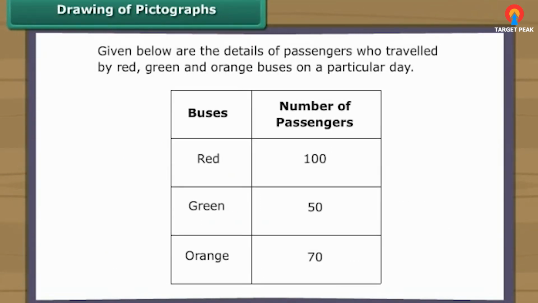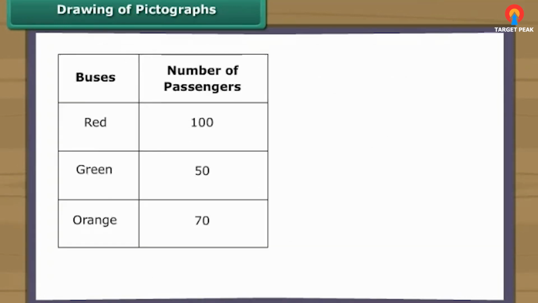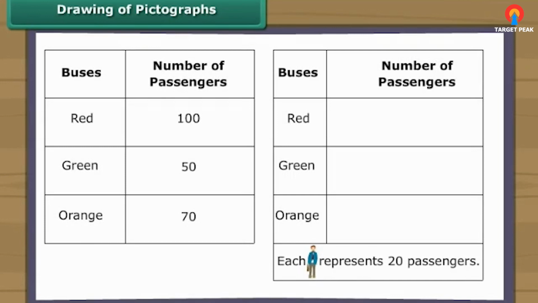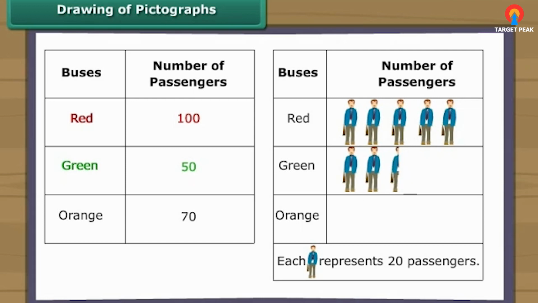Drawing of pictographs. Let us now draw a pictograph with the help of the given data. Let us use the picture of a travelling man to represent the bus passengers. As the numbers are large, we use one picture to represent 20 passengers. The red bus carried 100 passengers. If one picture represents 20 passengers, then 5 pictures will represent 100 passengers. The green bus carried 50 passengers. Represent 40 passengers with 2 pictures. Represent the remaining 10 passengers with half a picture.